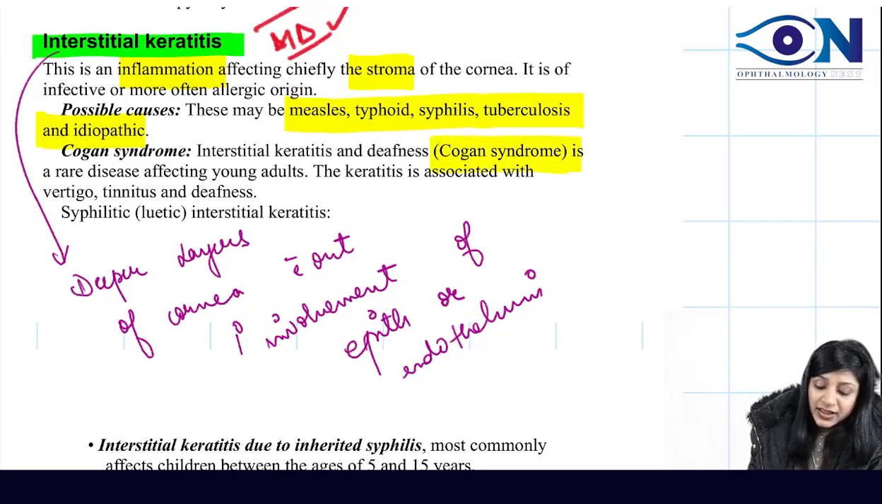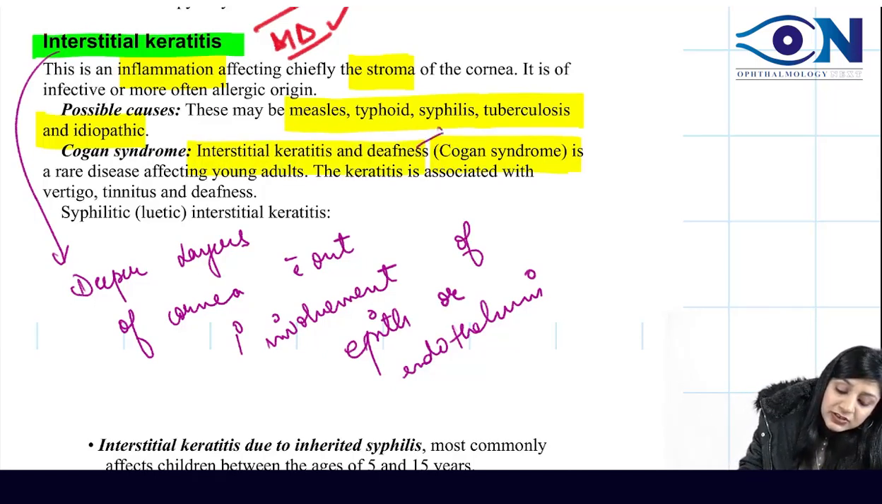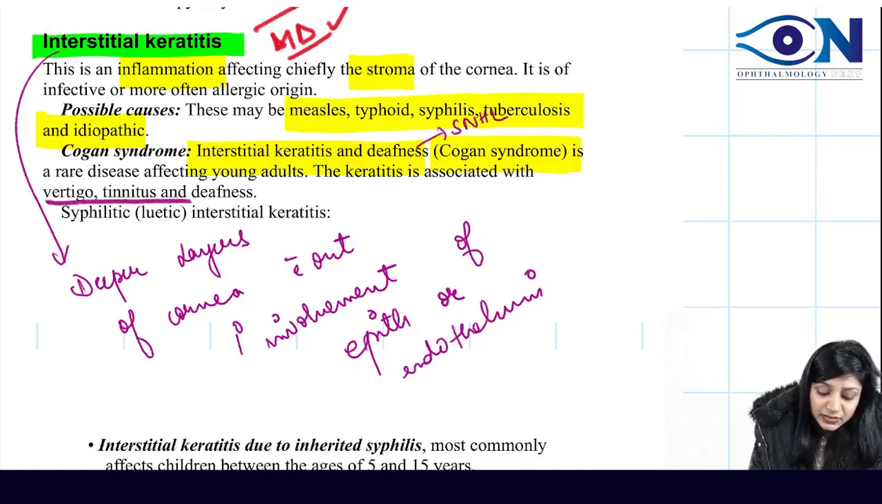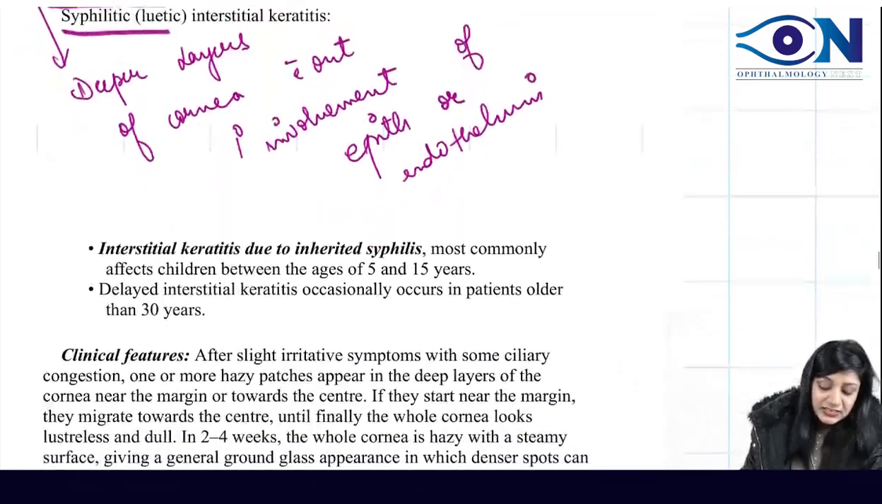Important syndrome is Cogan syndrome where you are getting the interstitial keratitis along with the deafness. So this deafness is your sensorineural hearing loss. So this can be associated with vertigo, tinnitus and the deafness. Then we can have the syphilitic interstitial keratitis.